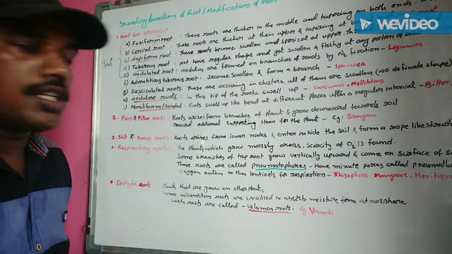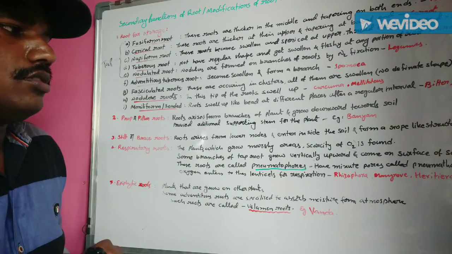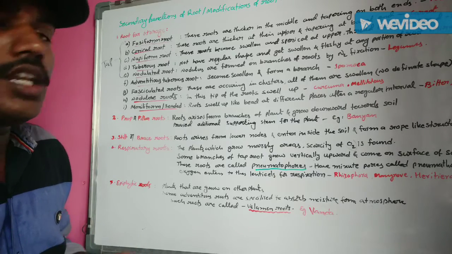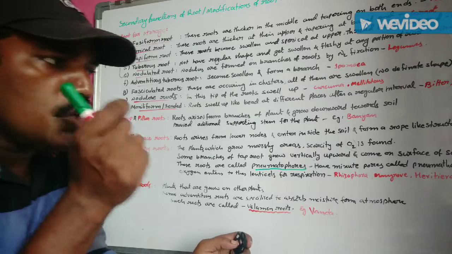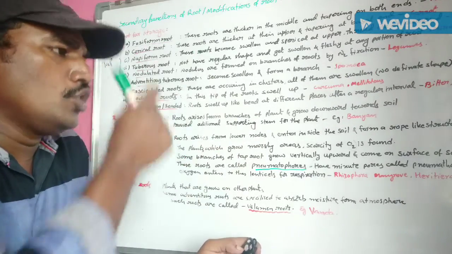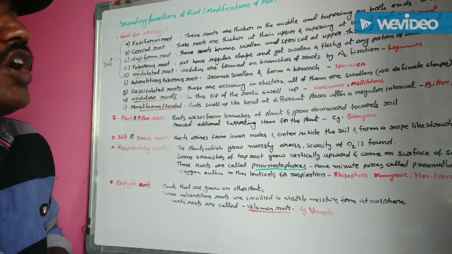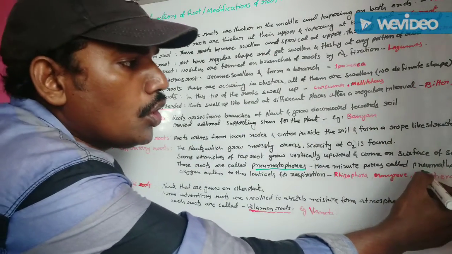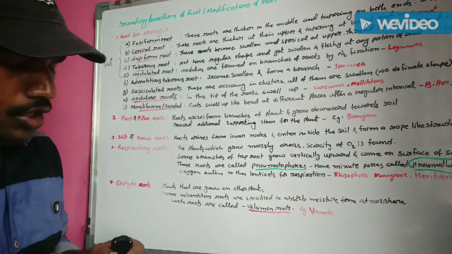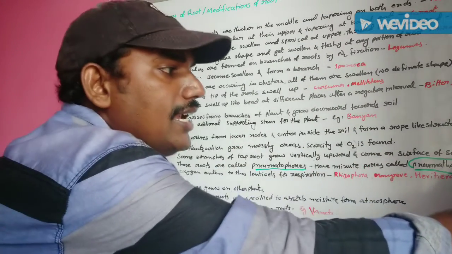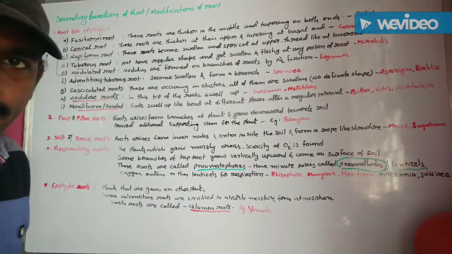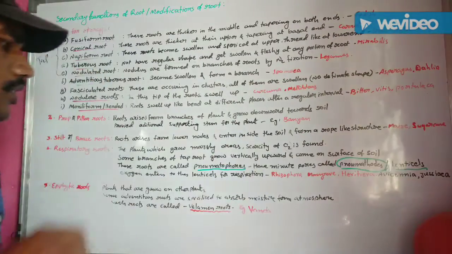Pneumatophores. These pneumatophore roots, which means respiratory roots, have minute pores. These are also known as lenticels. Lenticels are the small pores present on the pneumatophores.